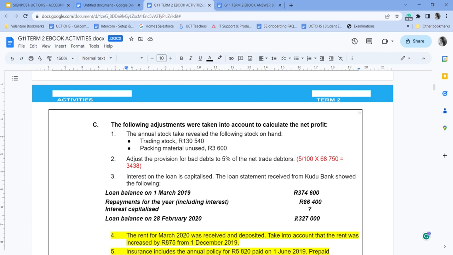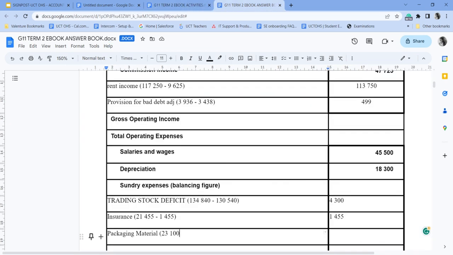So here they're telling us that out of this entire packaging material, 3,600 of it has not been used. So if it's not been used, it means what? It means that it's going back to inventory and it will be used next year. You get it? So it has not been used. We're only focusing on expenses here. It's not an expense for this year. It has nothing to do. It has not been used. That's all I'm going to say.